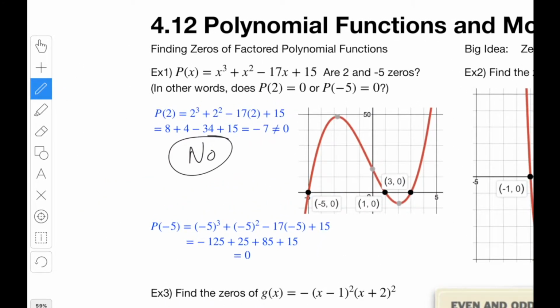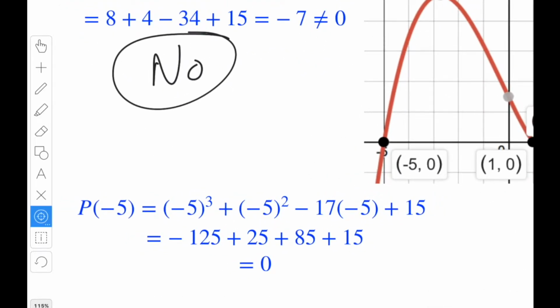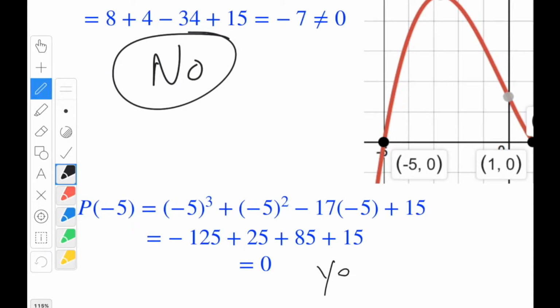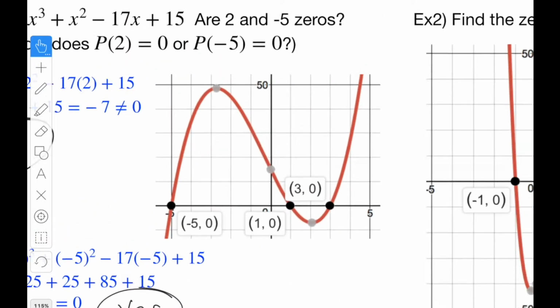If you plug in negative 5, is negative 5 a 0? Well, when you substitute negative 5 into the function, you get negative 5 cubed plus negative 5 squared minus 17 times negative 5 plus 15. You compute all that out, and you get 0. And then you can say, yes! Yes, it is a 0, because negative 5 is a 0. It produces 0 in the function. And you can see that graphically here.